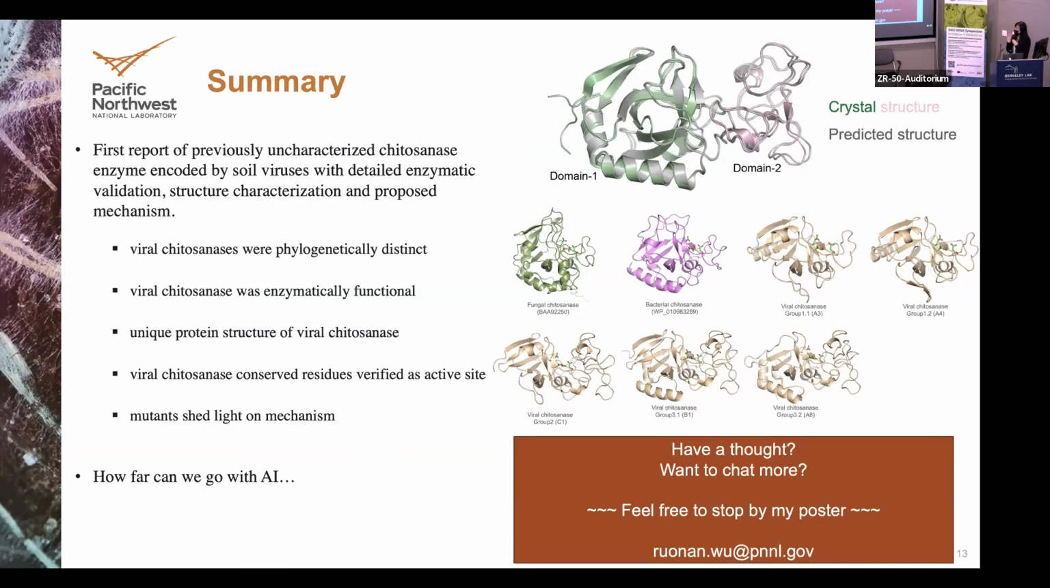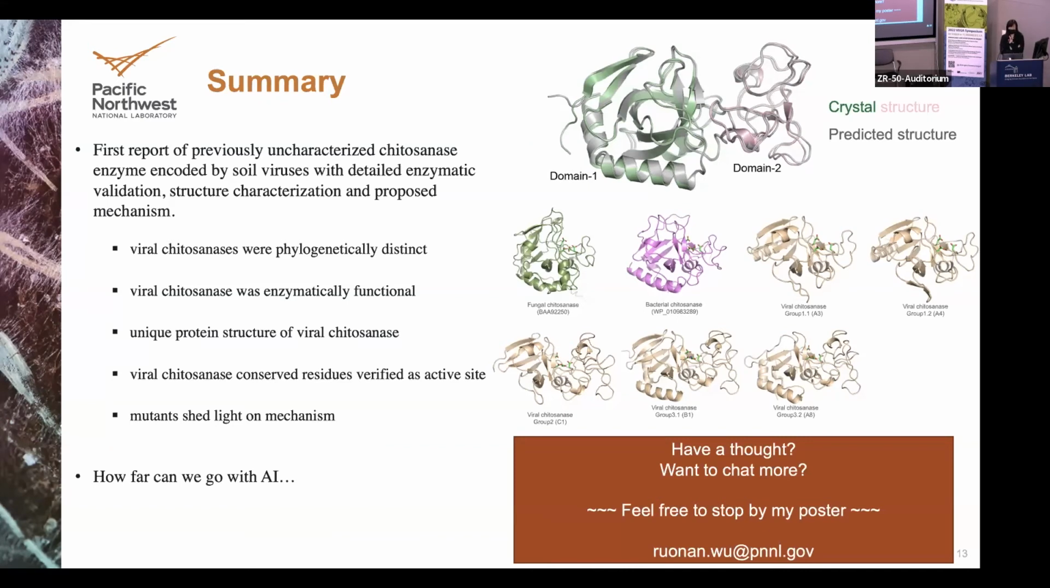Also, we found the viral cytosinases conserved the same key residues that were previously identified as the active site of functional bacterial and fungal cytosinases from the same GH75 family, and we also validated them as the active site of the viral cytosinases as well. And the co-crystal structures of the single site directed mutants with the substrate shed light on the catalytic mechanism of this functional viral cytosinase.